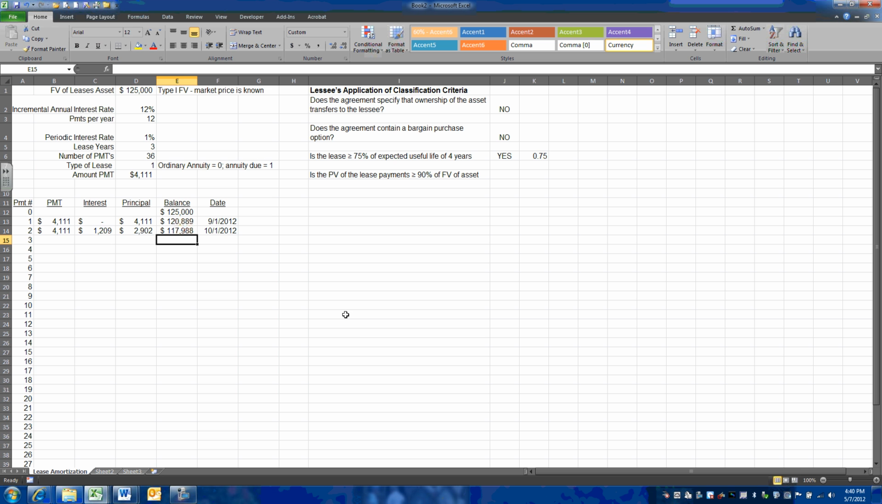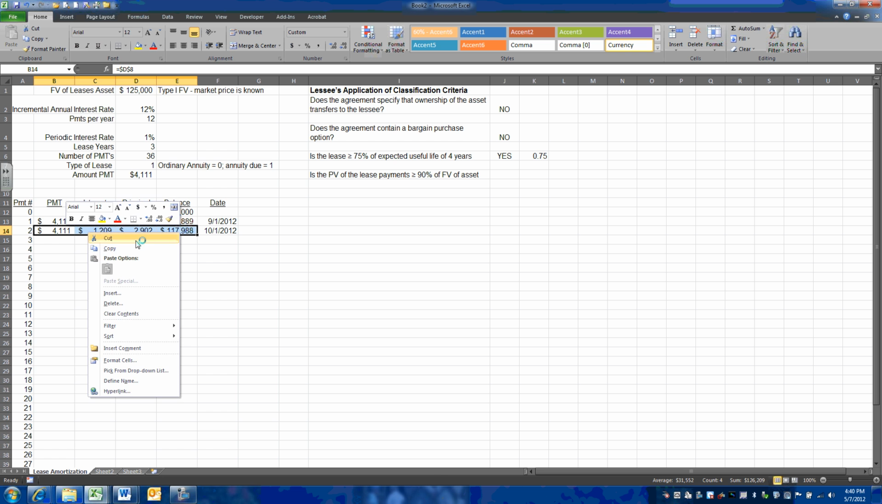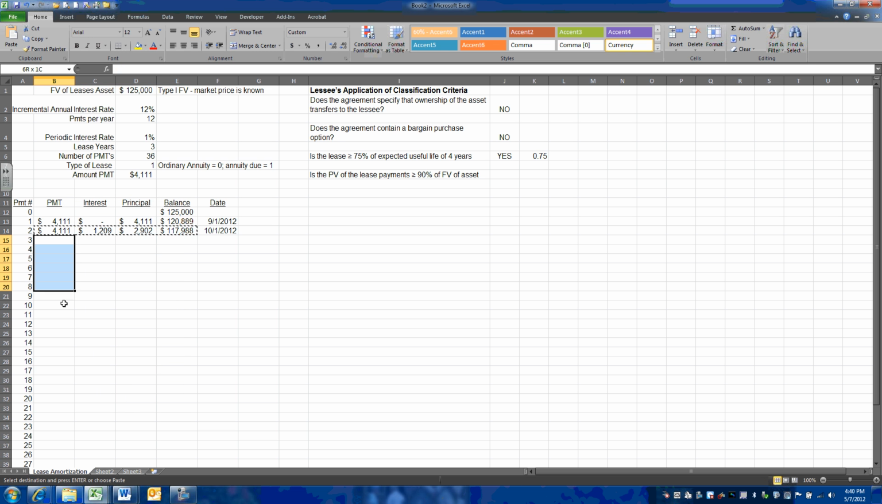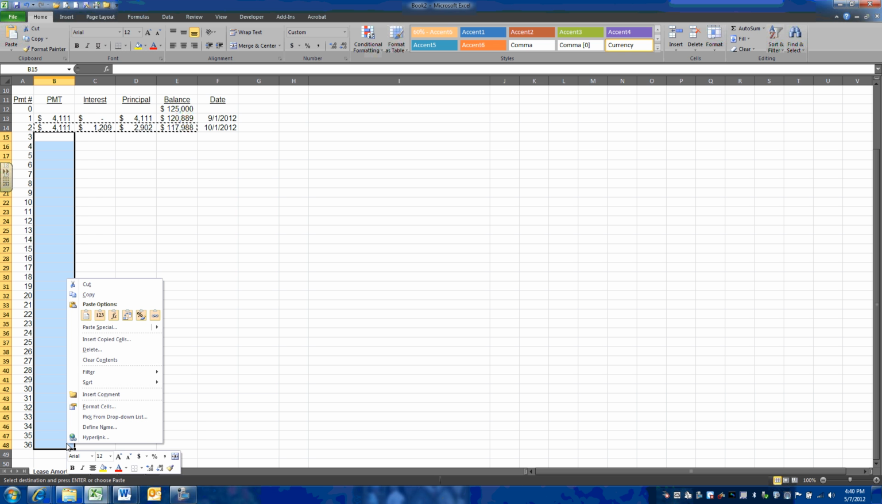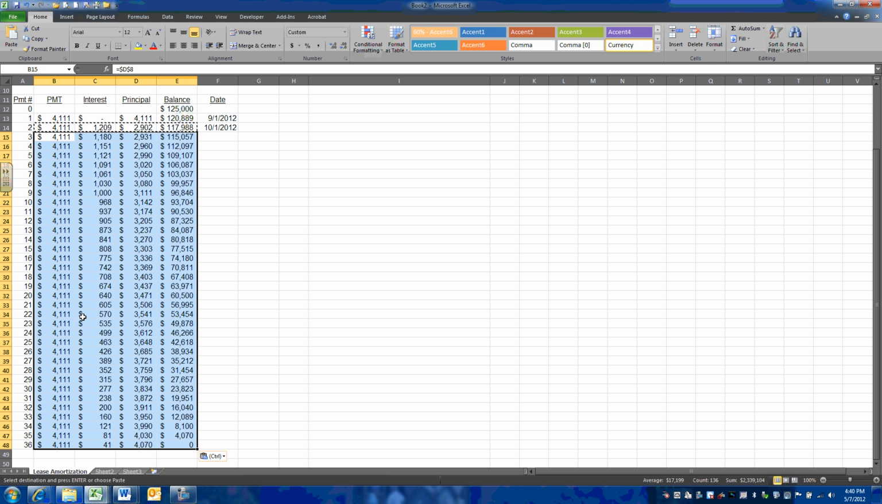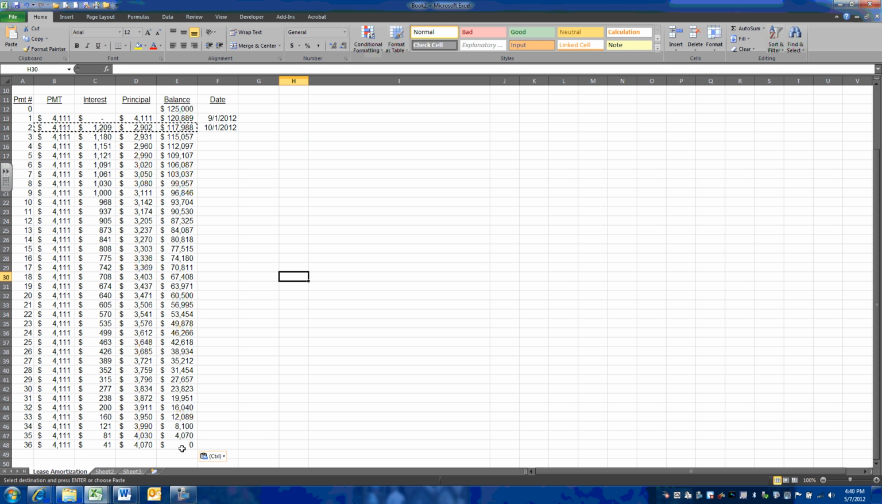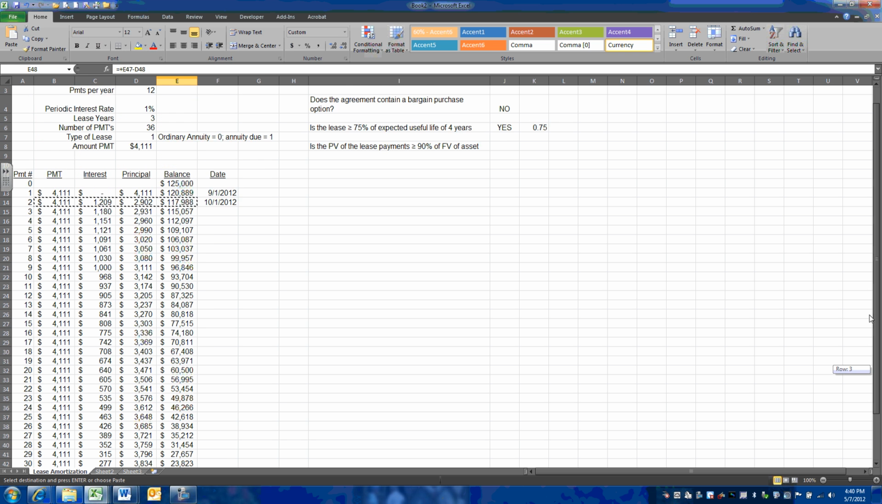Now that we have that all done, we can copy our payment 2 row and bring it all the way down to the end, 36, and paste. And we know we have completed the amortization table because at the end of 36 payments, the balance is 0.